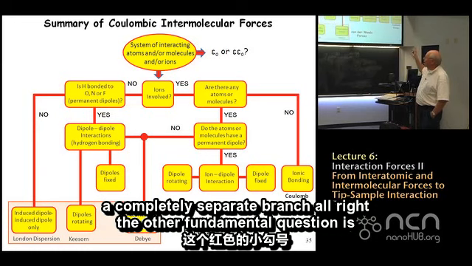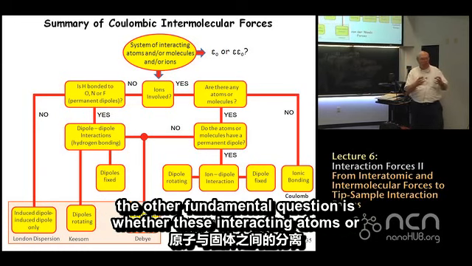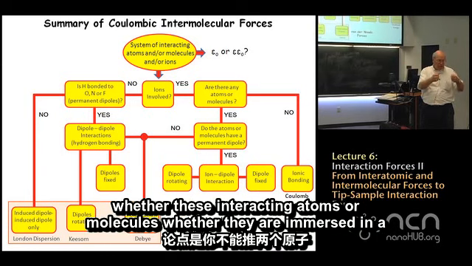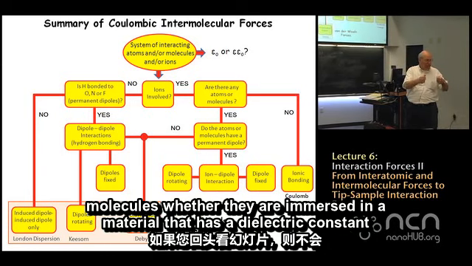The other fundamental question is whether these interacting atoms or molecules are immersed in a material that has a dielectric constant epsilon.